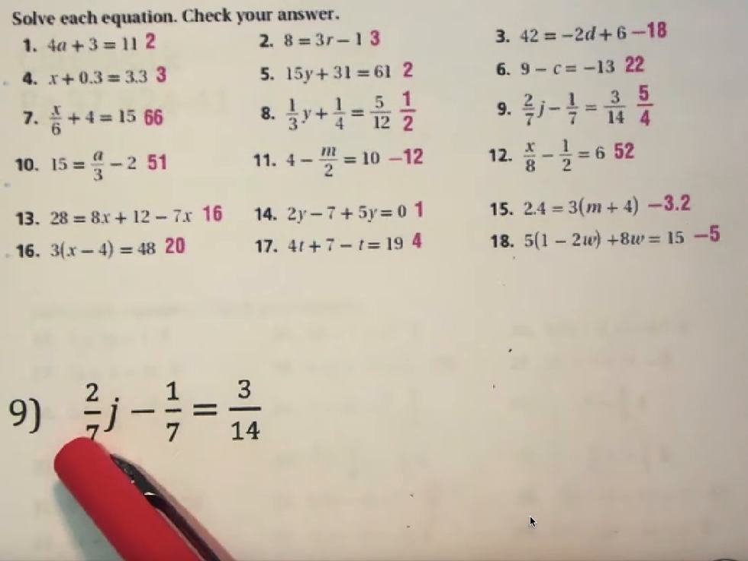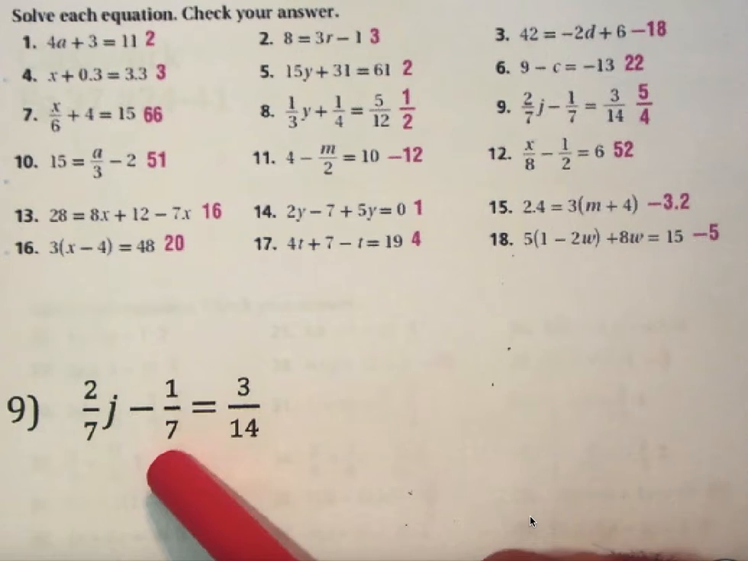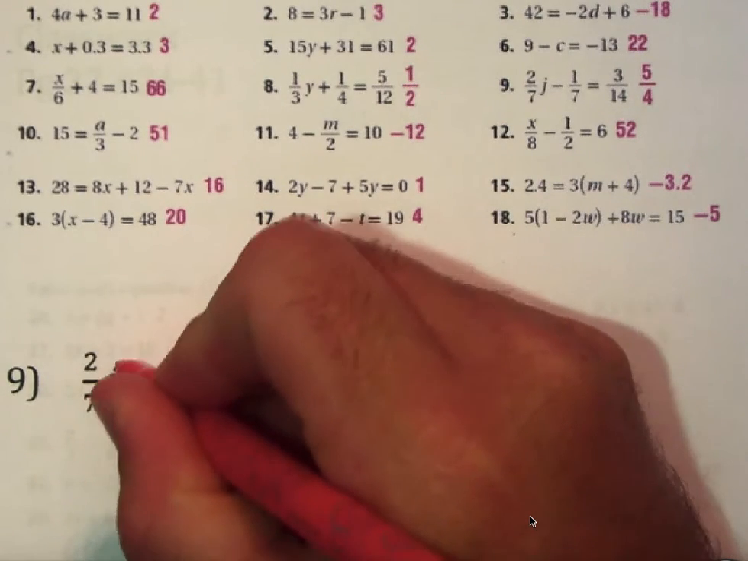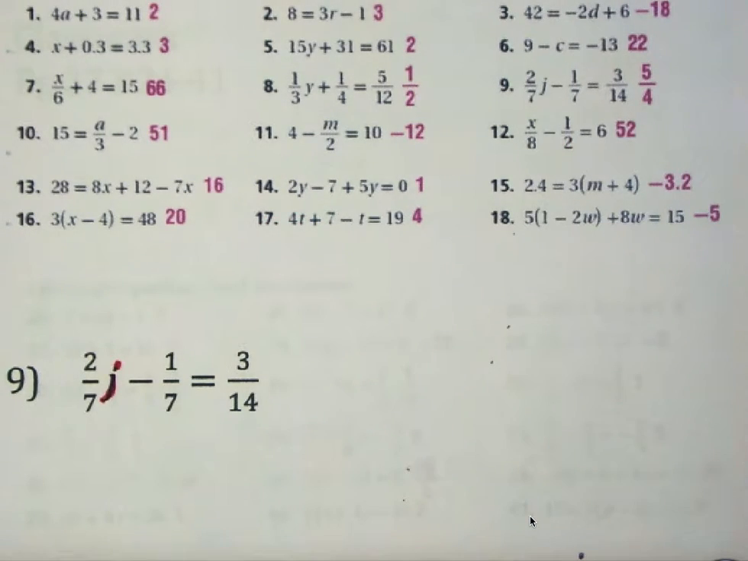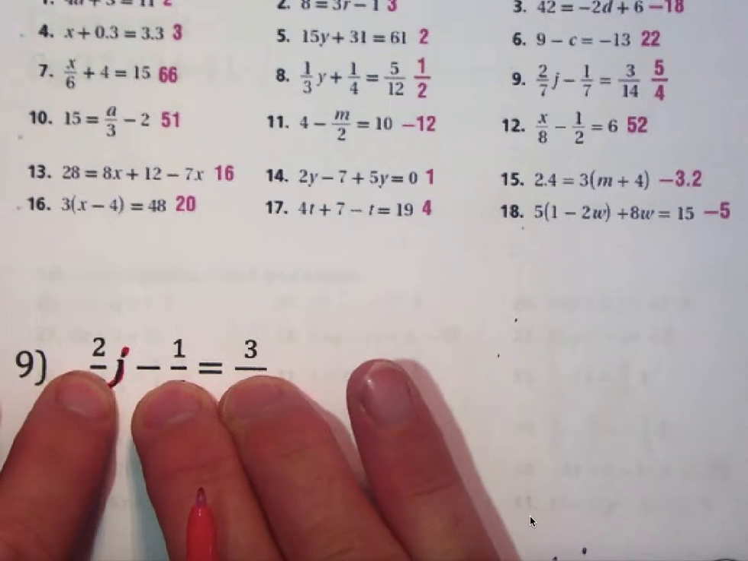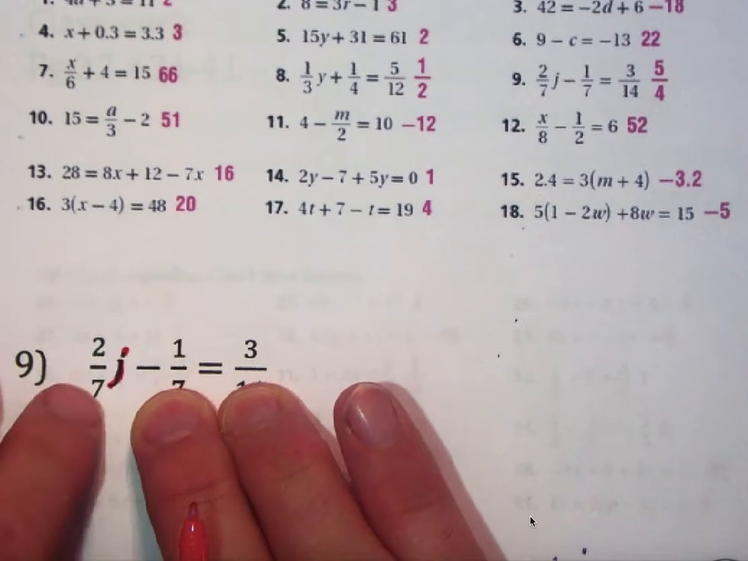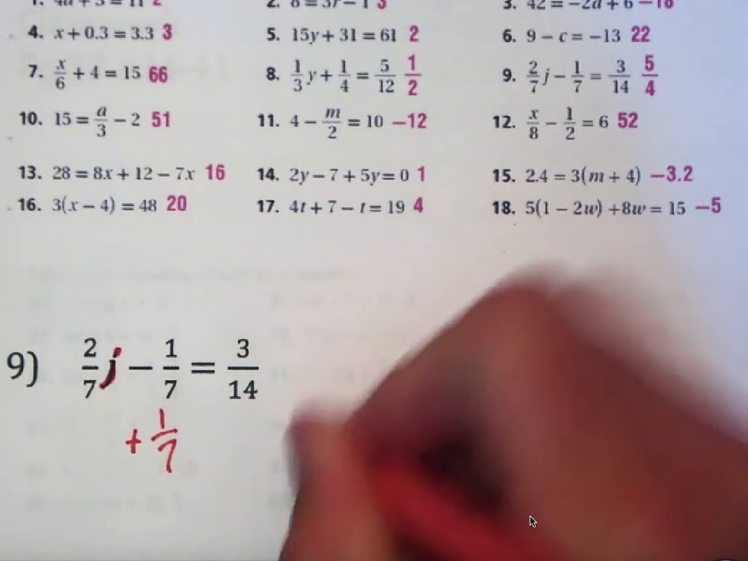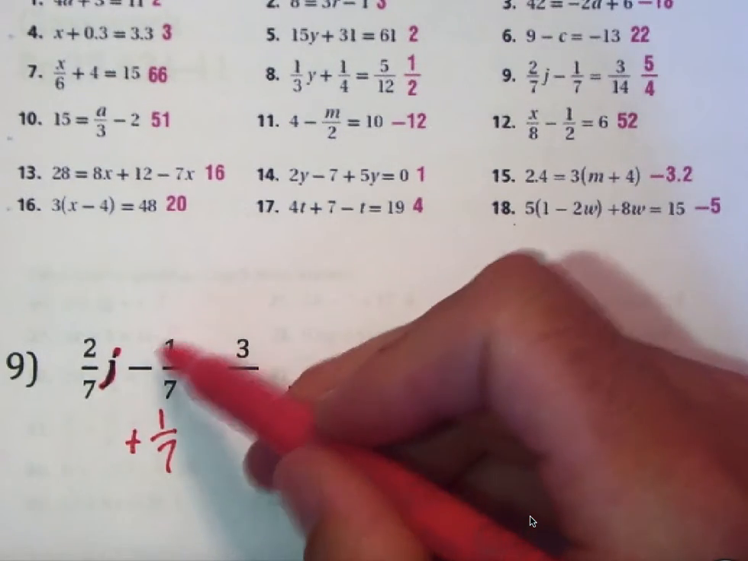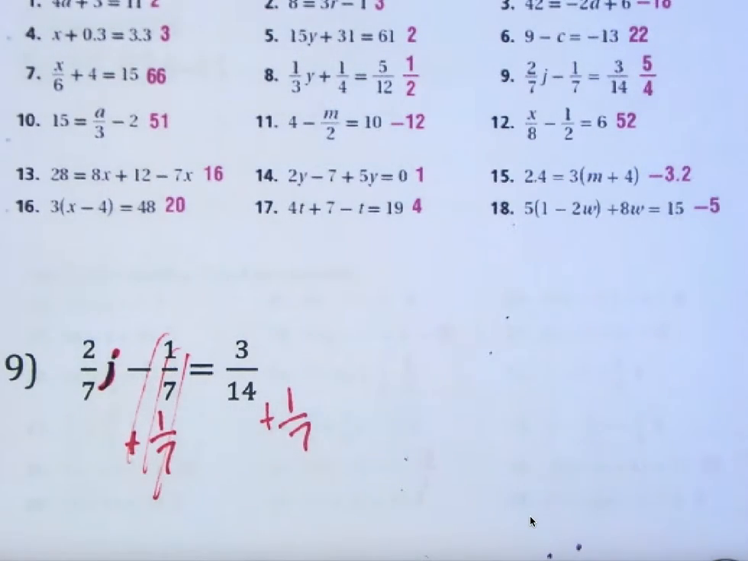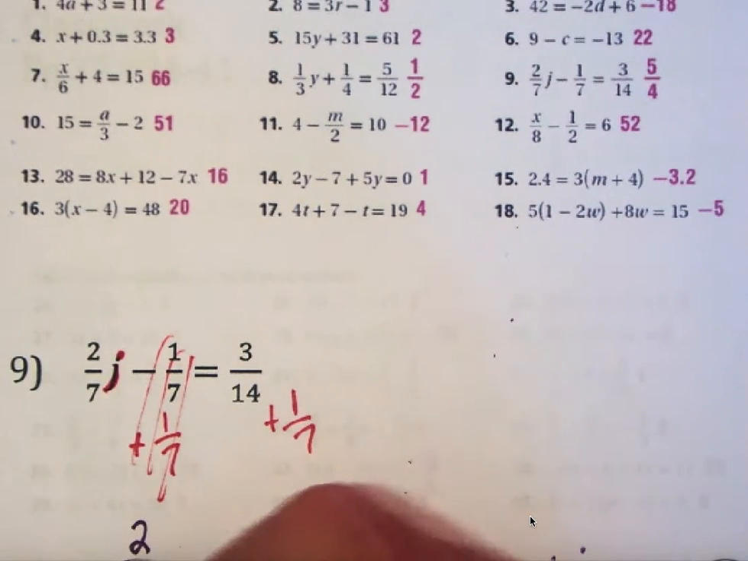So it says 2/7 j minus 1/7 equals 3/14. Okay. It has fractions, but we can do all the same stuff. So just forget if there were the 7s there, right? What if we were just like this? Well, you would have to undo the minus 1, and we can do that by adding 1. But in this case, we're going to add 1/7 to both sides. Negative 1/7 plus 1/7 cancels out. It makes it 0. So 2/7 j.